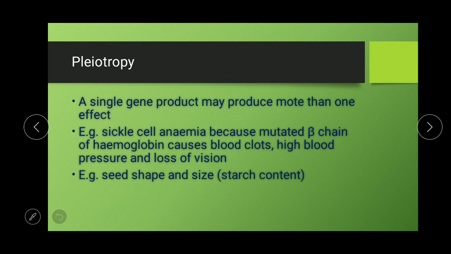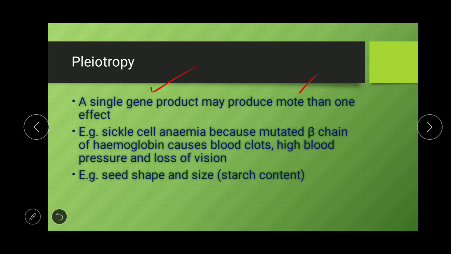Now come to pleiotropy. A single gene product may produce more than one effect. In case of multiple allelism, we have seen there are more than two alleles controlling a single character. But here, a single gene product may produce more than one effect. Sickle cell anemia is an example of pleiotropy.